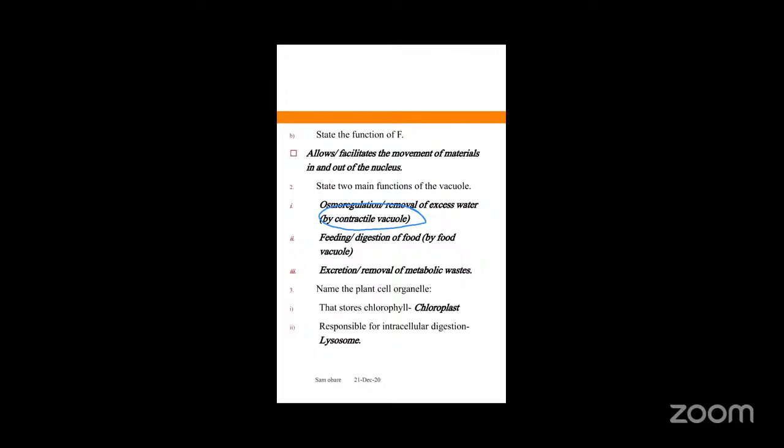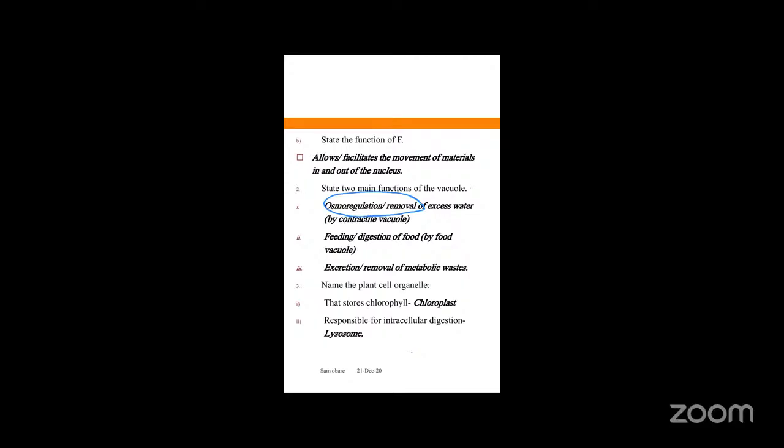Let me see if I can show you something on amoeba. Let me show you, just a minute. I want to draw an amoeba for you and show you. Just a minute, I need to stop sharing so that I can show you. Kindly be patient.